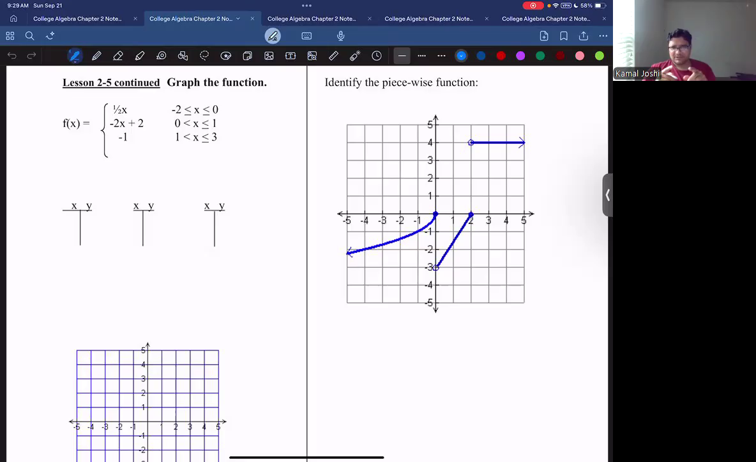One thing about this function is you look at the domain. The way it is defined, just notice that even before you start graphing it, it is not going from negative infinity to infinity. It is between -2 and 3. So this is a function with a finite interval. The domain is a finite interval. Just keep that in mind. So it is half x between -2 and 0.